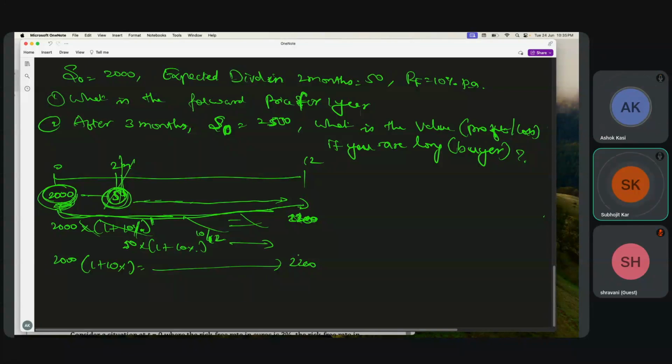It is 54.13. So 54.13 has been dragged. What should I do? I should reduce that amount, because once I cross the second month, its effect is supposed to go away, but I have dragged it till the 12th month. So I am supposed to reduce this 54.13.